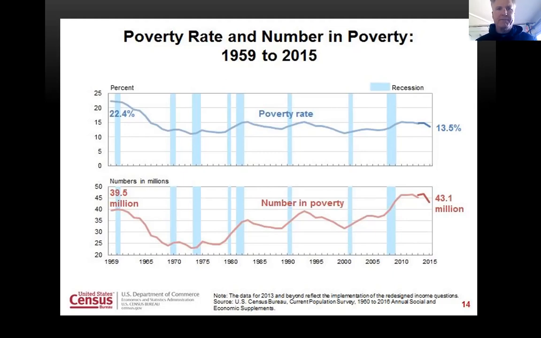If we go back to 1959, 1960, about 22.4% of the US population lived in poverty. And that declined in the 1960s, partly as a result of the kind of Great Society programs of the 1960s that were tried to alleviate poverty. And then it remained relatively steady since then. By 2015, 13.5% of the US population falls below the official poverty level.